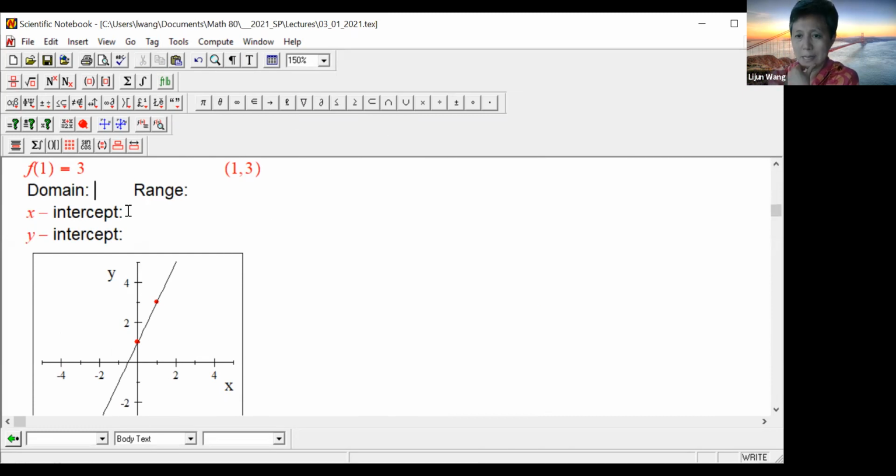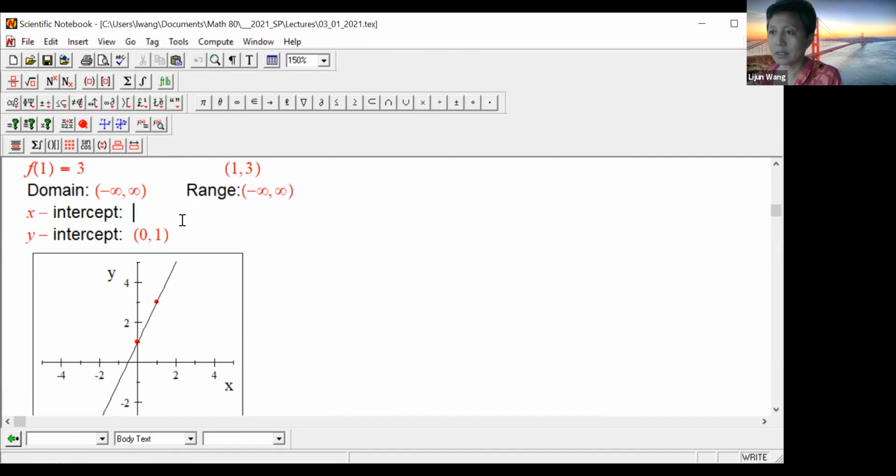What's the domain? Domain is all real numbers, right? From -infinity to +infinity. You can use these notations. And the range is also from -infinity to +infinity. And the Y-intercept is (0, 1).